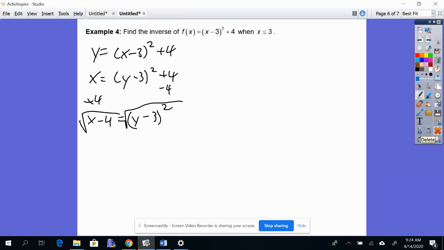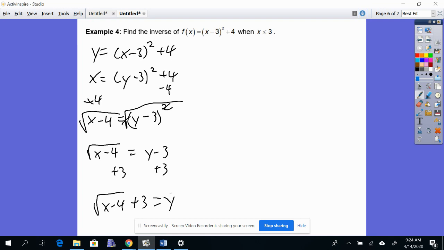So square root of x minus 4. I'm not going to put plus minus here. These cancel. y minus 3. Add 3, add 3. Square root of x minus 4. Now be careful with MathXL that you're putting this plus 3 outside the radical, because if you don't, it's not going to be happy with you. Rewrite it in the correct notation: square root of x minus 4, plus 3.